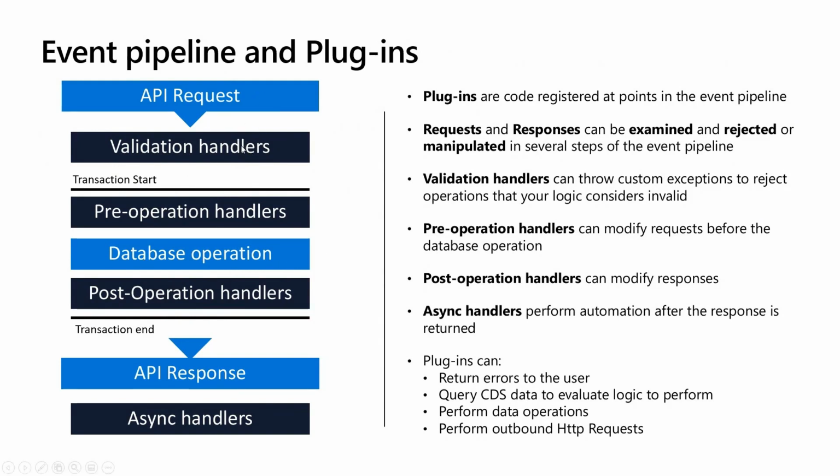I've got validation handlers. My transaction starts, so I can have things that happen beforehand. I've got the actual database operation. I've got post-operation handlers. Here I can modify responses. Here I can modify my requests. I've got my API response, and I've got my async handlers that can perform automation after the response is returned. So I have a lot of great things where I can plug my code in directly.